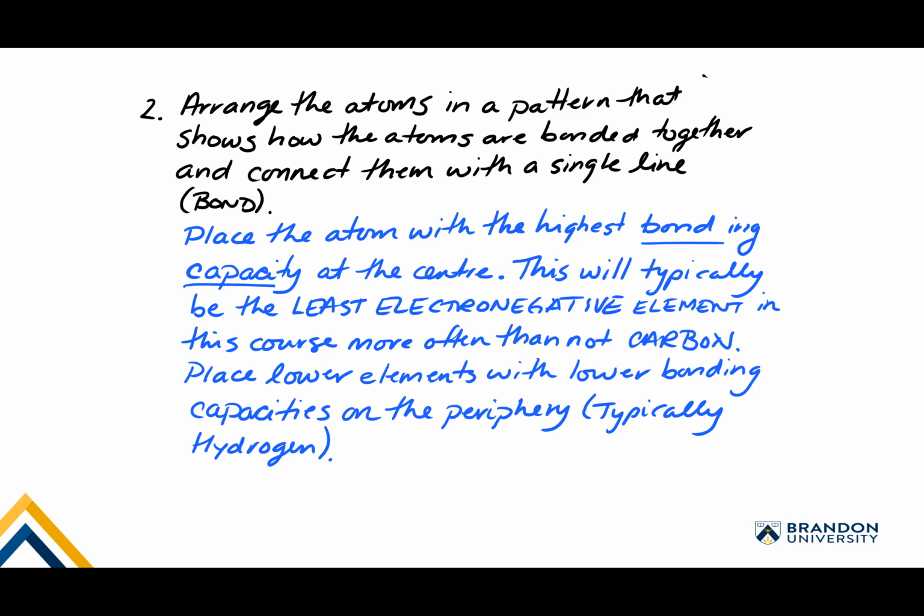And remember, bonding capacity is determined by the number of valence electrons. Carbon only has 4, so it needs to make 4 bonds to get its octet. Oxygen has 6 valence electrons, so it needs to share 2 more, so it makes 2 bonds to get its octet. So if you're comparing oxygen and carbon, carbon has a higher bonding capacity, and the other thing carbon has versus oxygen is that it's the least electronegative element of the two. So the atoms with the highest bonding capacity tend to be the least electronegative.